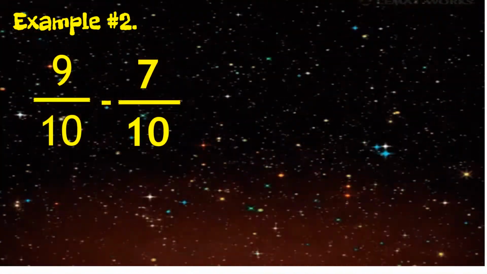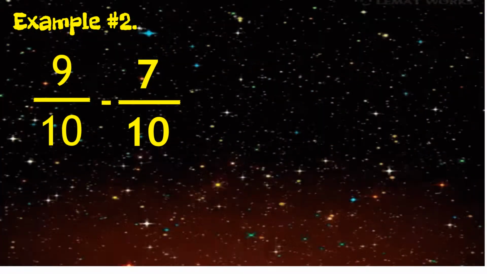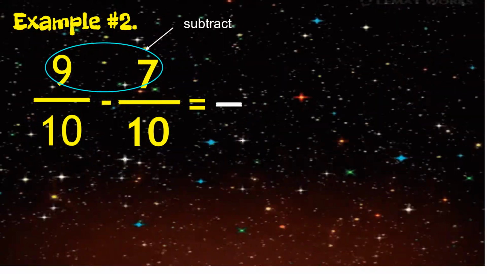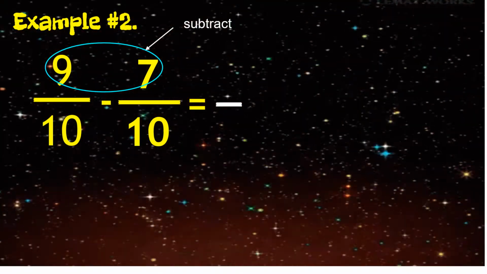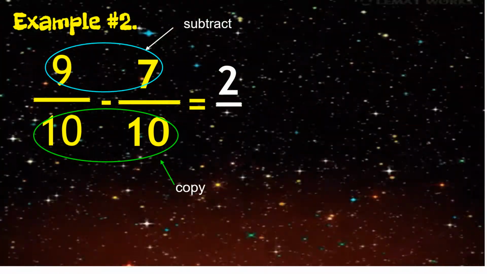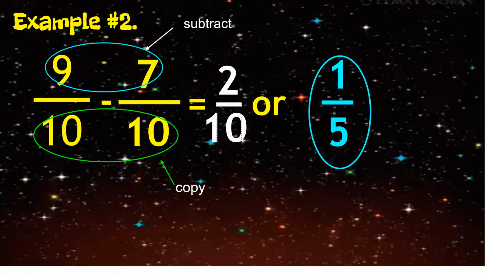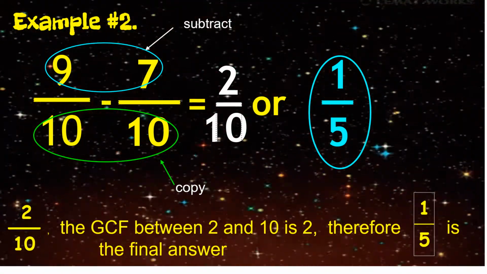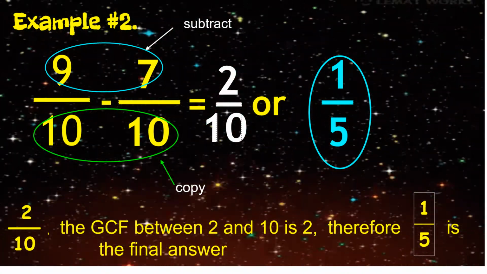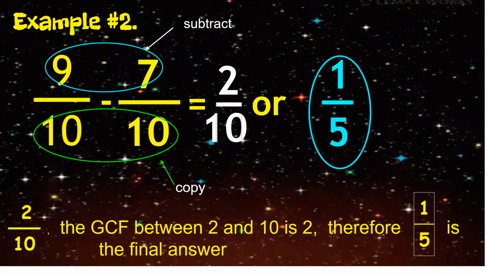Example number 2. 9 over 10 subtracted by 7 over 10. They are similar fractions. Therefore, you will just subtract the numerators 9 and 7. It will become 2. Then copy the denominator, which is 10. So the answer is 2 over 10 or 1 over 5. 2 over 10 has the greatest common factor, which is 2. Therefore, the answer is 1 over 5, which is the lowest term.